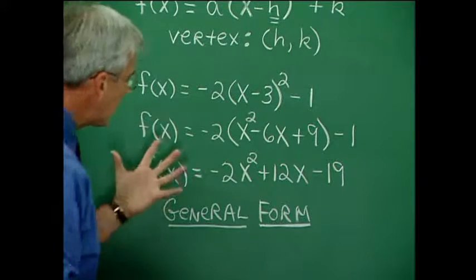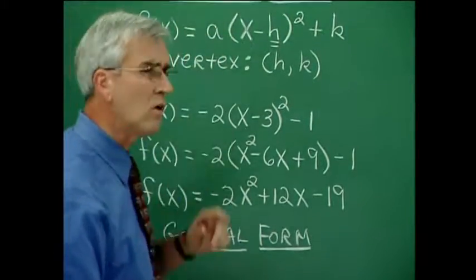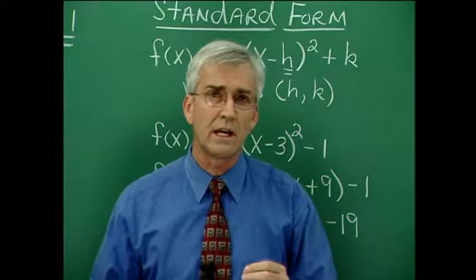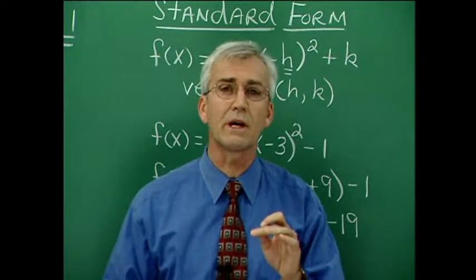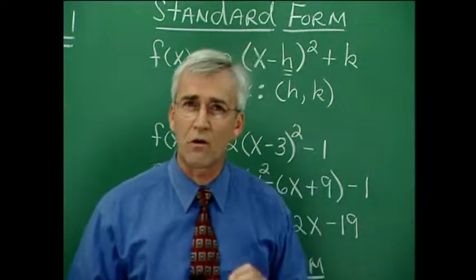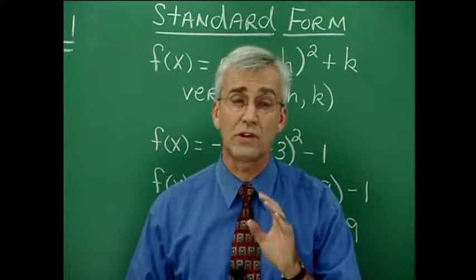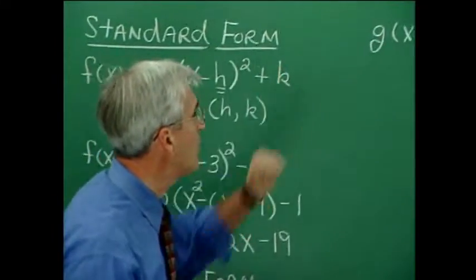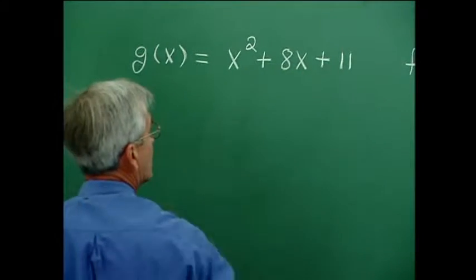Now, general form to standard form. If we can go from standard form to general form rather easily, can we not go from general form to standard form? That's the real key, because we don't have information about graphing when we just look at a general form. We have that information when we can change into the standard form. Let's look at that process. Here we have a function g of x is x squared plus 8x plus 11.